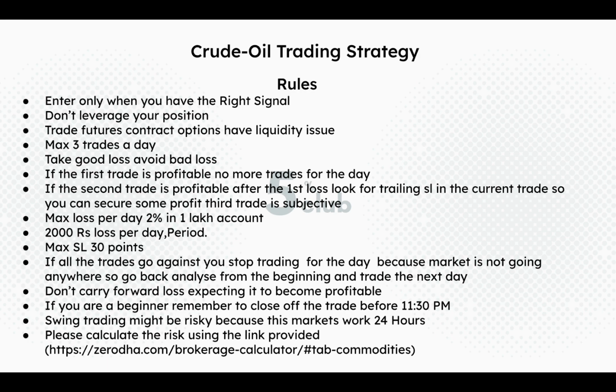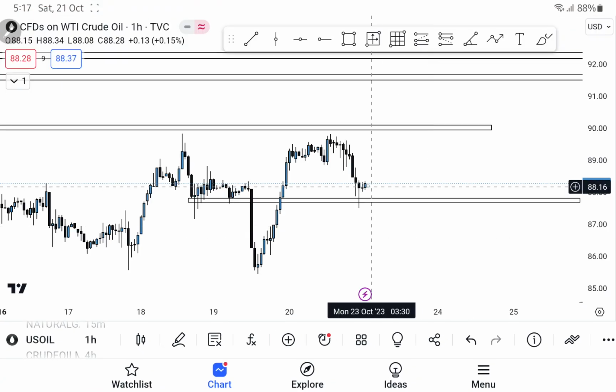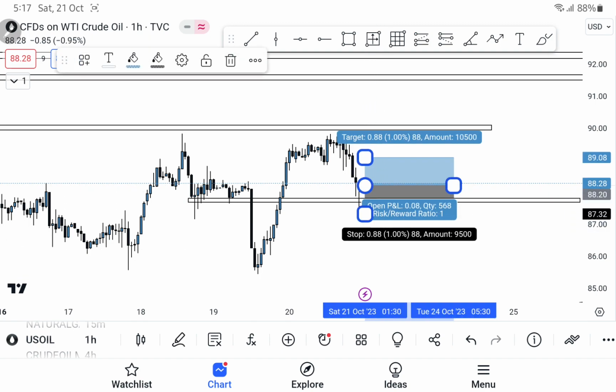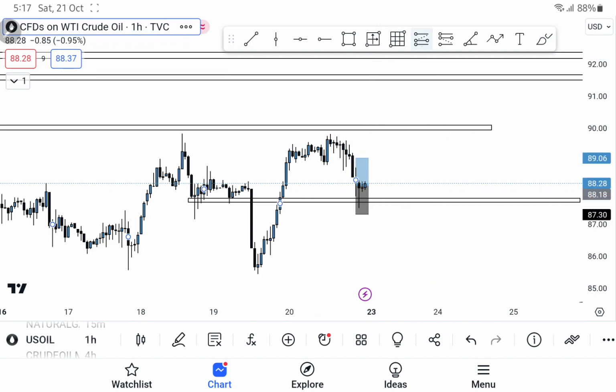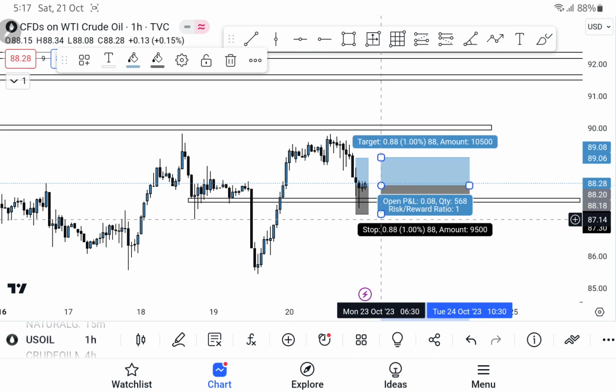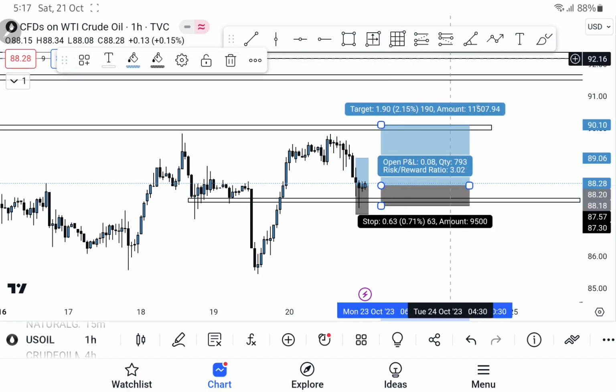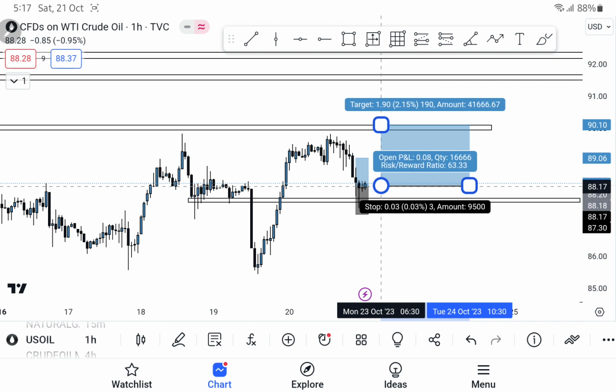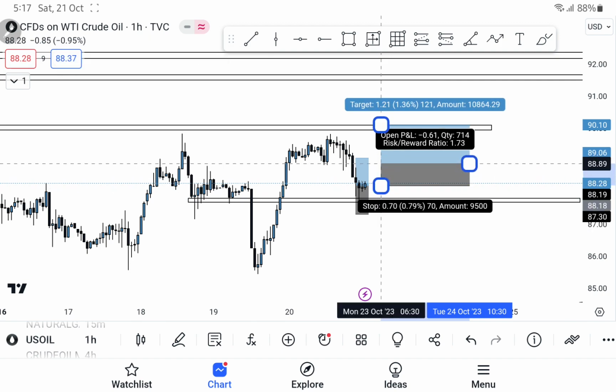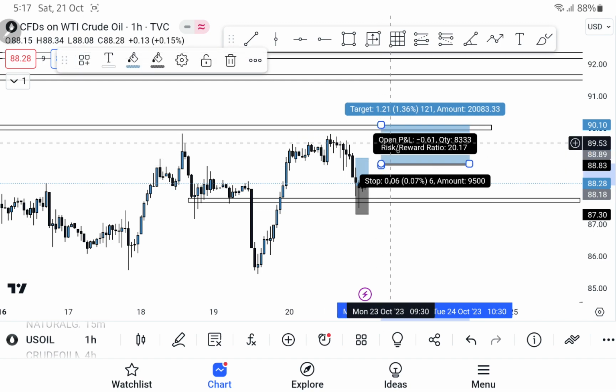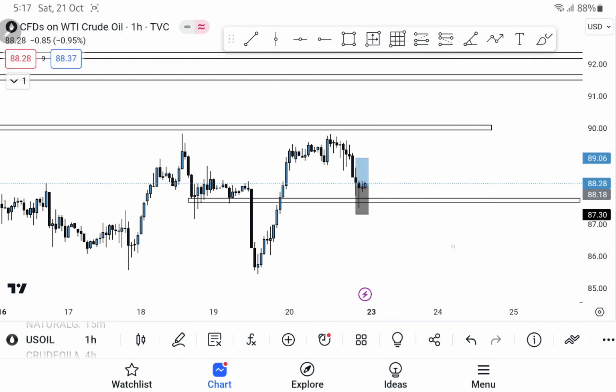Next thing is, if the second trade is profitable after the first loss, look for a trailing stop loss in the current trade, so you can secure some profit. Third trade is subjective. Imagine I have taken a trade here. The first trade hit my stop loss. The second trade is going in my direction. What I will do is trail the stop loss. I'll bring it to cost, then I'll take the stop loss above. So even if it comes back, I will exit with a small loss.